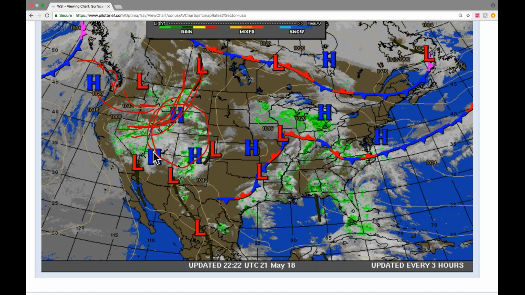So right here we have a big high pressure system. Right here we have a big high pressure system. Here we have a little high pressure system that's just accelerating the winds and pushing them over the western states here. Okay, that's why we're seeing a lot of weather develop in this area.